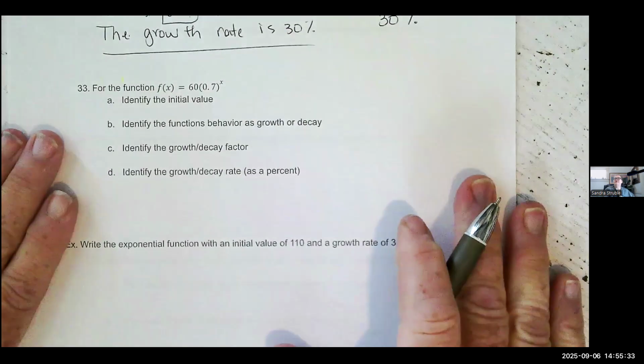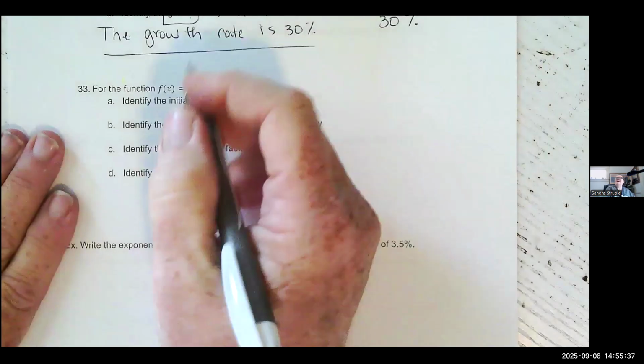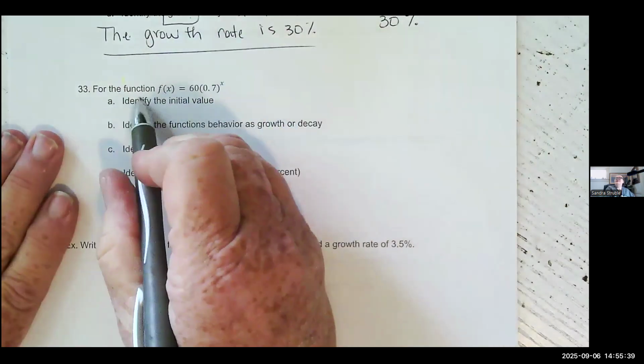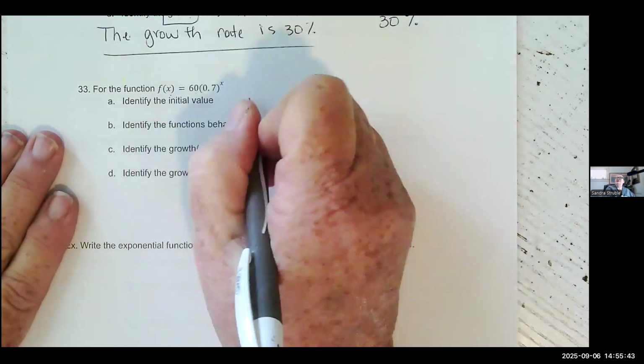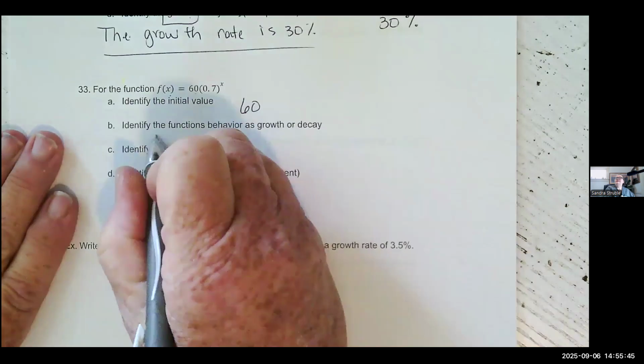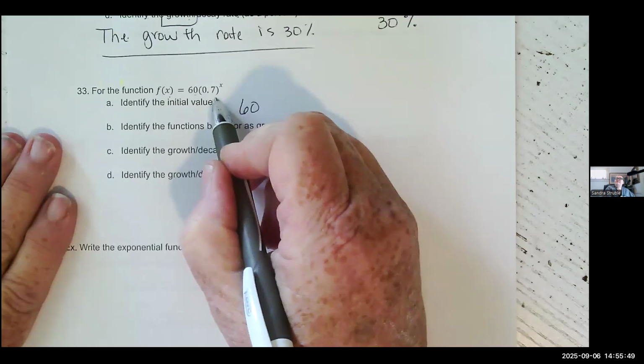I should have told you to pause the video. Pause the video for this one and work through this one. For the function f of x is equal to 60 times 0.7 to the x, our initial value is 60. This is decay because the number inside the parenthesis is less than 1.